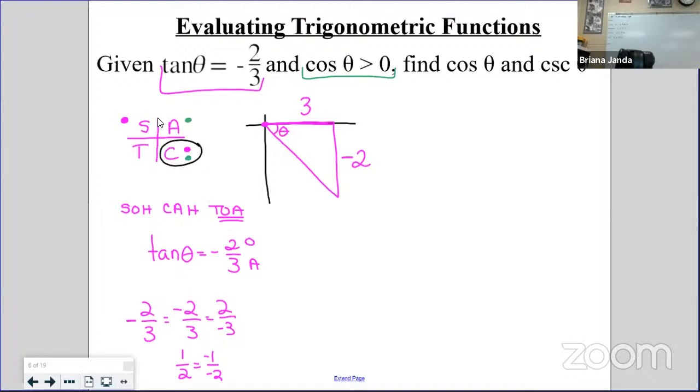Okay, so then we're back to what we know. I've got a right triangle. I've got 2 out of 3 sides. I am asked for 2 trig functions. I find my third side using Pythagorean theorem, and I label my sides opposite, adjacent, hypotenuse, and I find my trig function. So let's find that third side.